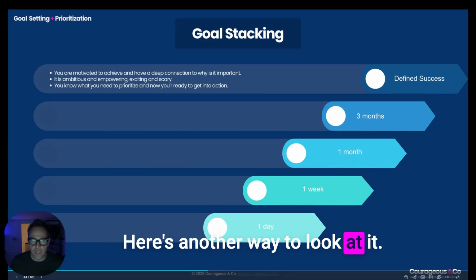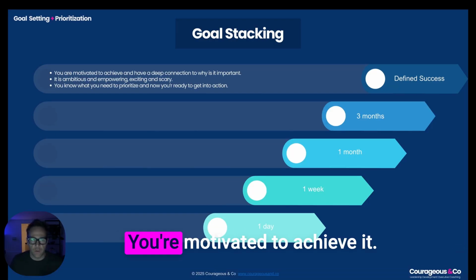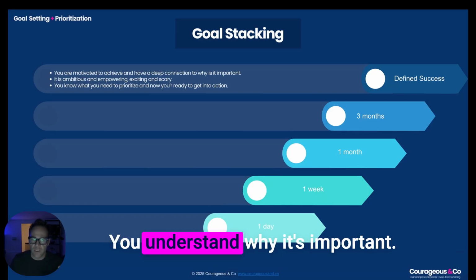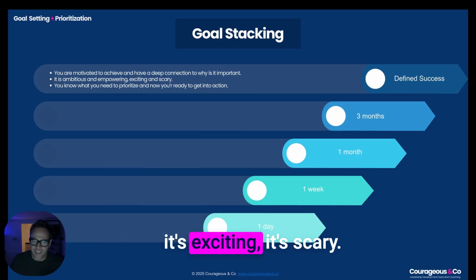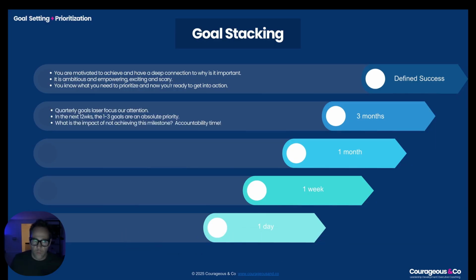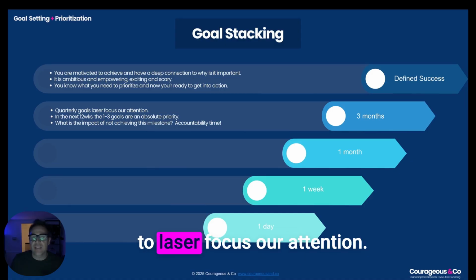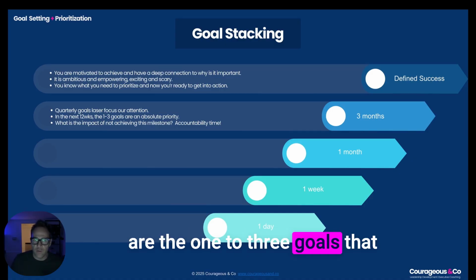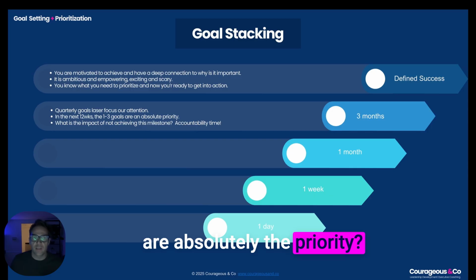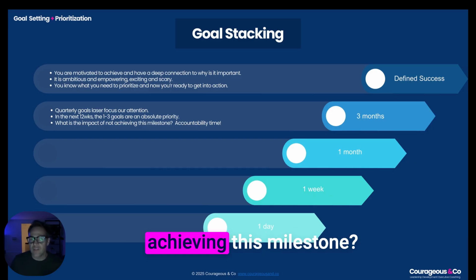Here's another way to look at it. You've defined success for yourself. You're motivated to achieve it. You understand why it's important. It's ambitious, it's empowering, it's exciting, it's scary. The quarterly goals, we need to laser focus our attention. So in the next 12 weeks, what are the 1 to 3 goals that are absolutely the priority? What is the impact of not achieving this milestone?